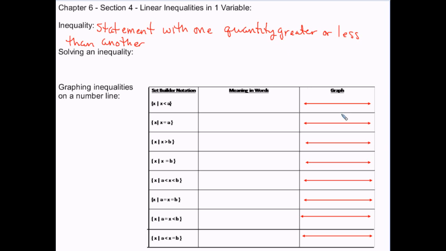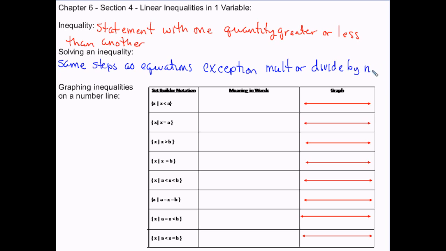When we solve inequalities, we use the exact same steps as solving equations, except with one small difference. And that difference comes if we have to multiply or divide by a negative.